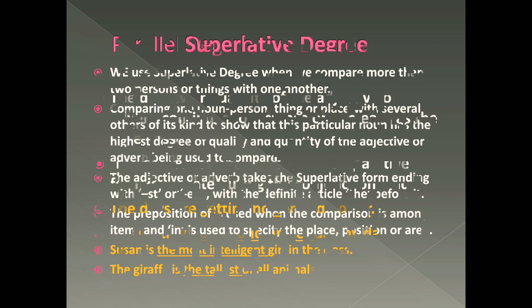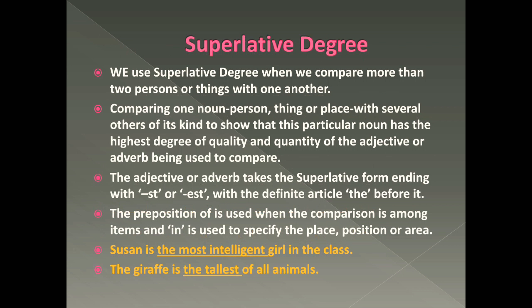Superlative degree. We use superlative degree when we compare more than two persons or things with one another. Comparing one noun, person, thing, or place with several others of its kind to show that this particular noun has the highest degree of quality and quantity of the adjective or adverb being used to compare. The adjective or adverb takes the superlative form ending with st or est with the definite article the before it.